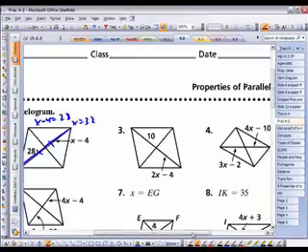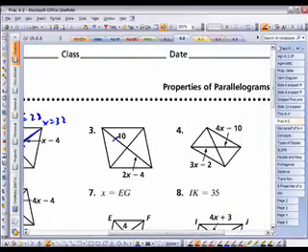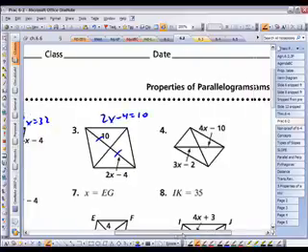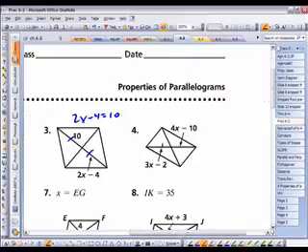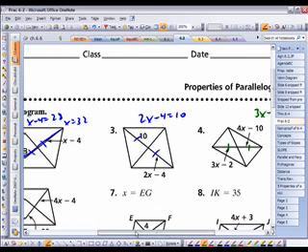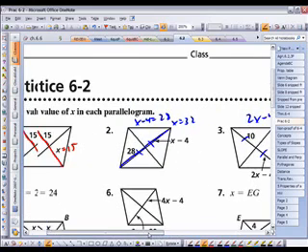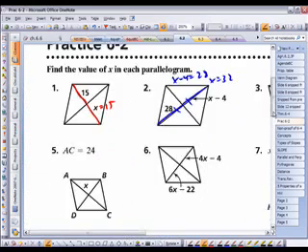Same idea over here. Diagonals bisect each other, so 2x minus 4 is equal to 10. Not going to bother solving that. And then same idea over here. Diagonals bisect each other, so 3x minus 2 must equal 4x minus 10. So we'll just set some of these up and only solve a few of them. The idea is to use the properties to set up the equation.